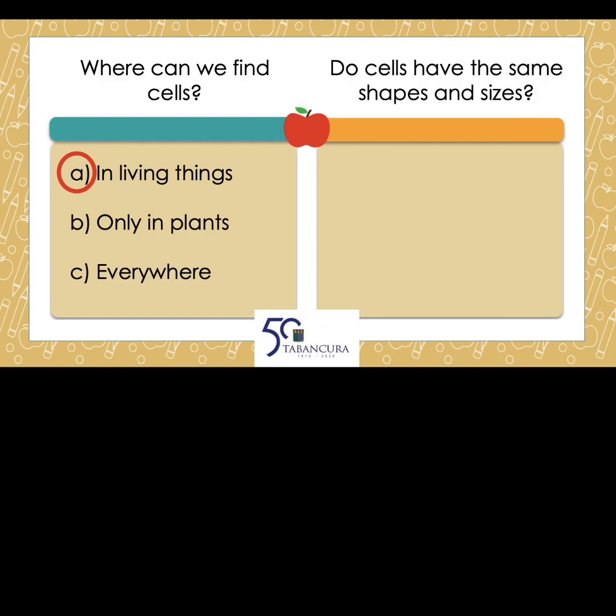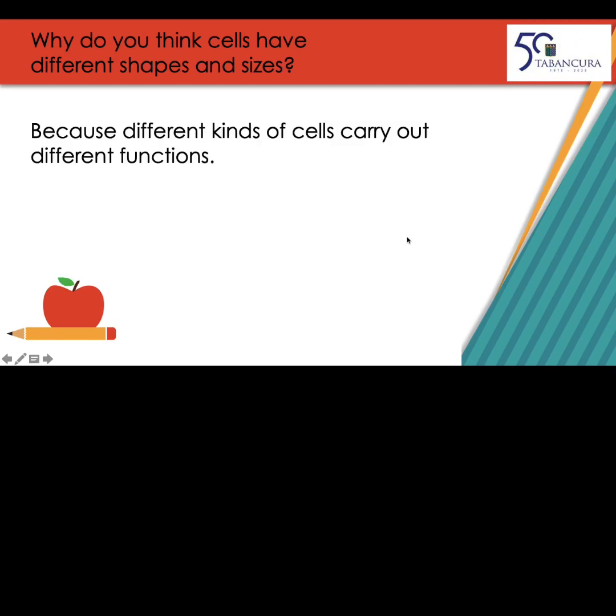Question number 2. Do cells have the same shapes and sizes? Letter A, yes. Letter B, yes, but only in animals. And letter C, no. So, the correct answer is no. Here we have another one. Why do you think cells have different shapes and sizes? Take your time to answer. Ready? Because different kinds of cells carry out different functions.